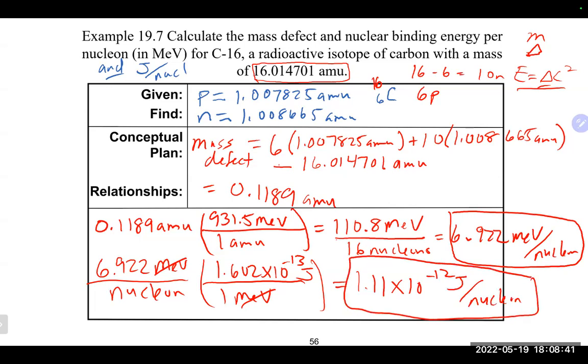Any questions on any of that calculation there? If you went with Einstein's equation, you would end up with joules and then do the conversion to mega electron volts. So you'd just be going the other way. Any questions on any of those there?